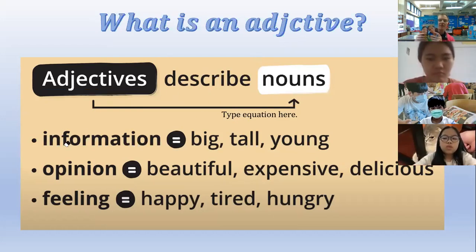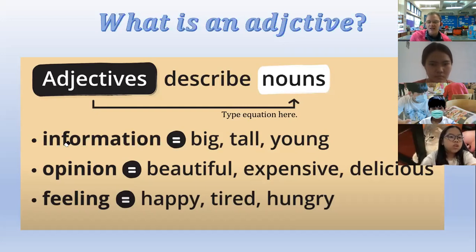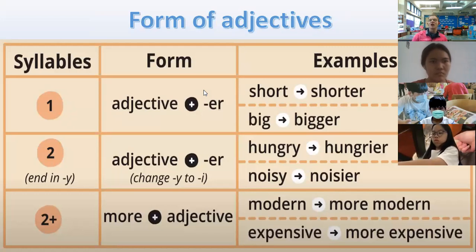So let's look here. When we talk about information, we usually use big, tall, or young. When we want to express an opinion, we use beautiful, expensive, delicious. And when we talk about a feeling, we can say we're either happy, tired, hungry. Those are the differences in how we use these adjectives. But it's also important to understand how and why we use them in a certain way. So this is very important.